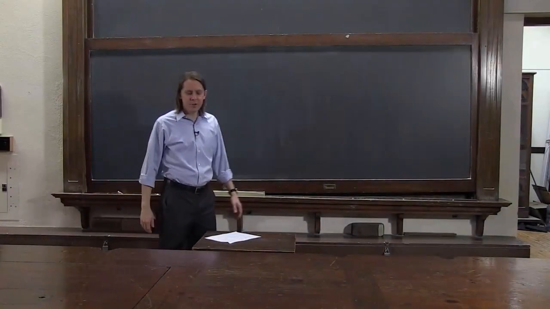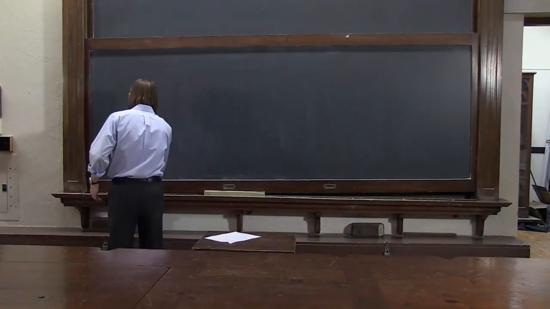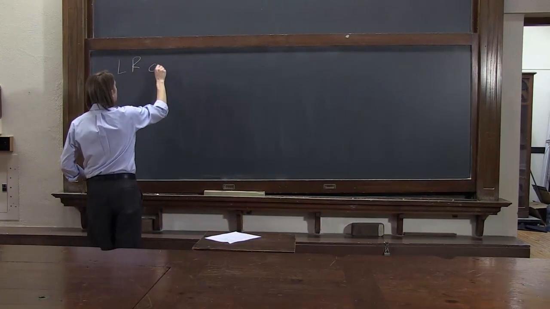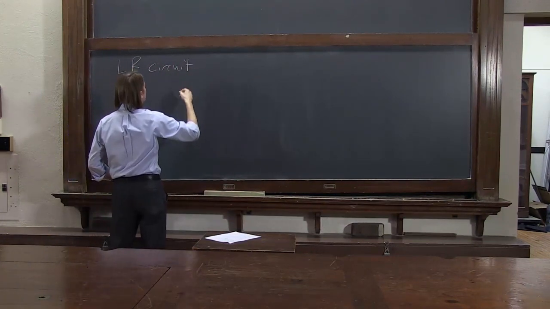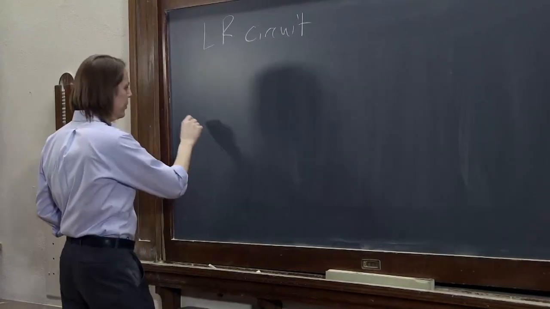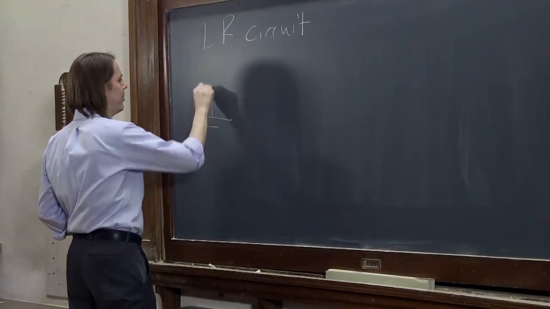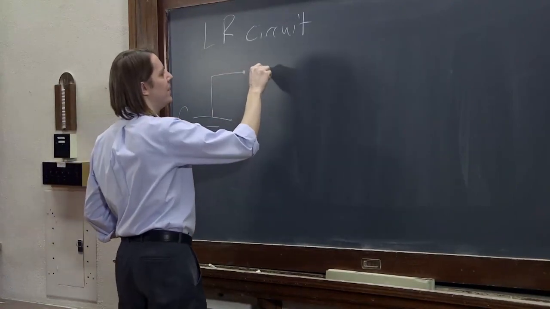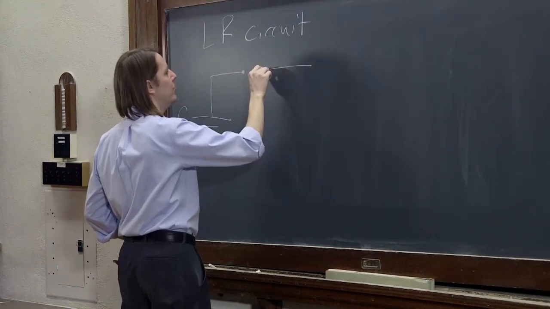Let's put one of these inductors into a circuit. That would be called an LR circuit. An LR circuit is just a circuit with an inductor and a resistor in it. So let's draw one here with a battery. Battery's making an EMF.